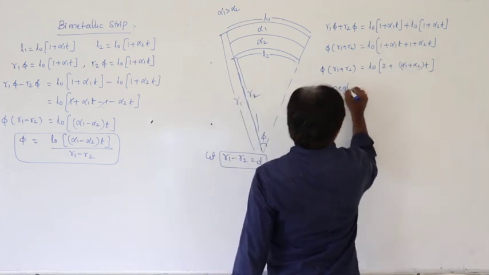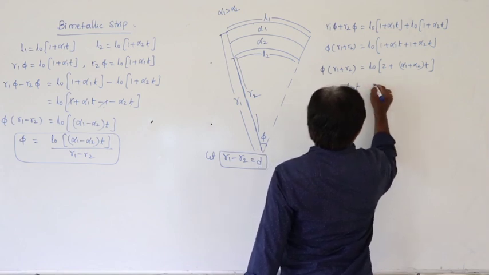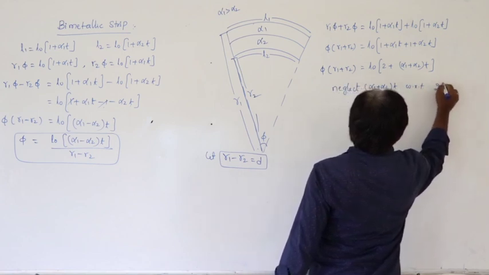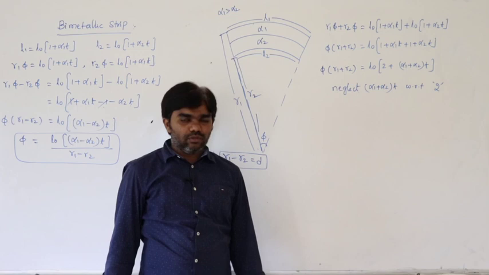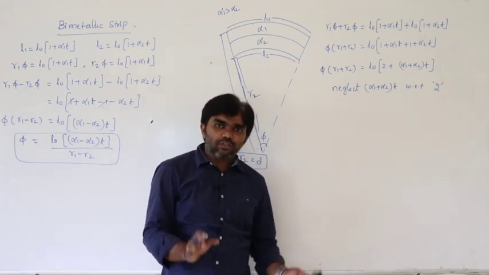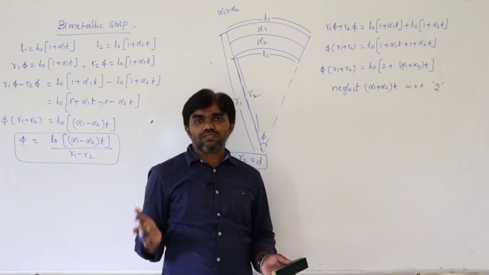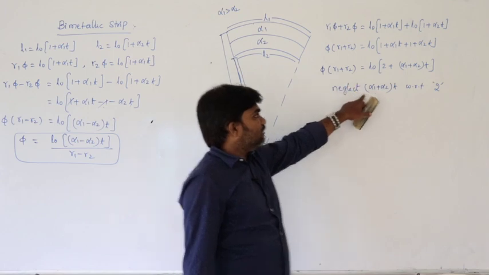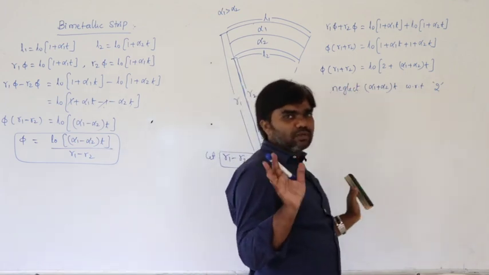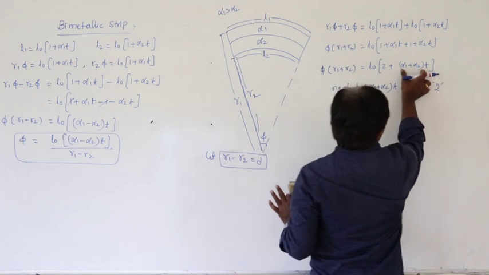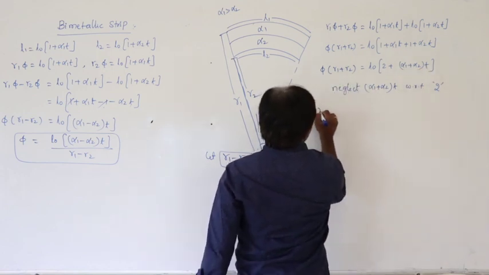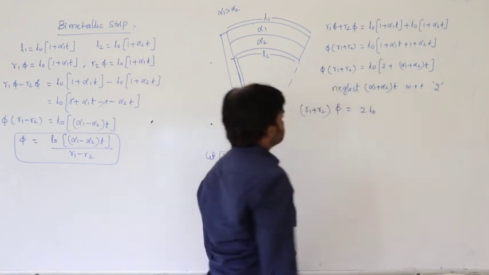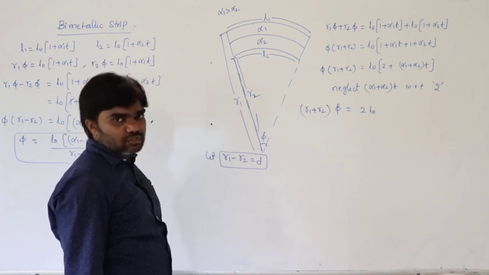So, we neglect alpha 1 plus alpha 2 into T with respect to 2. The value of alpha is approximately 10 to the power of minus 6, so 10 to the power of minus 6 plus 10 to the power of minus 6 is 2 into 10 to the power of minus 6. When compared to the value of 2, alpha 1 plus alpha 2 is very negligible, that is why it is neglected. So, neglecting this term, the remaining is R1 plus R2 into phi is equal to 2 L naught.